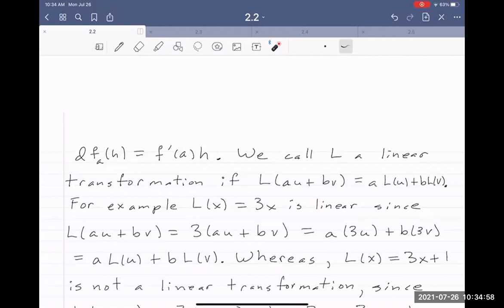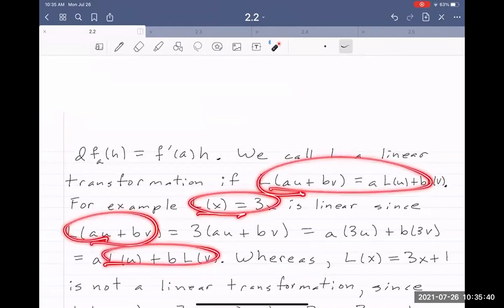And so L of aU plus bV, let's just plug in aU and bV, is just 3 times (aU plus bV). I can multiply the 3 inside the parentheses. And so this is just a(3U) plus b(3V). But 3U is just L of U, and 3V is just L of V. So this is equal to a L(U) plus b L(V). And that means that this is a linear transformation.